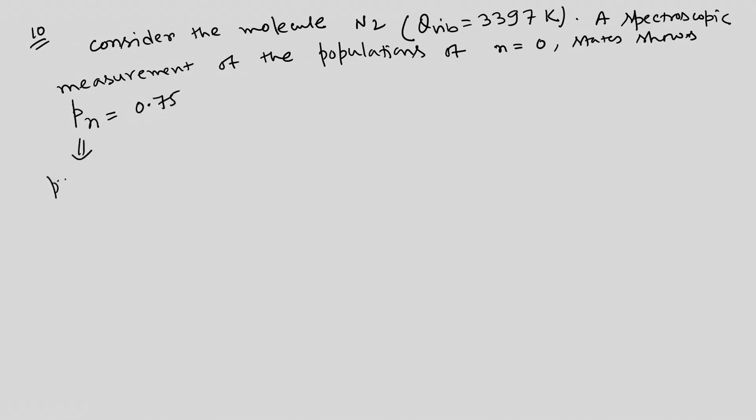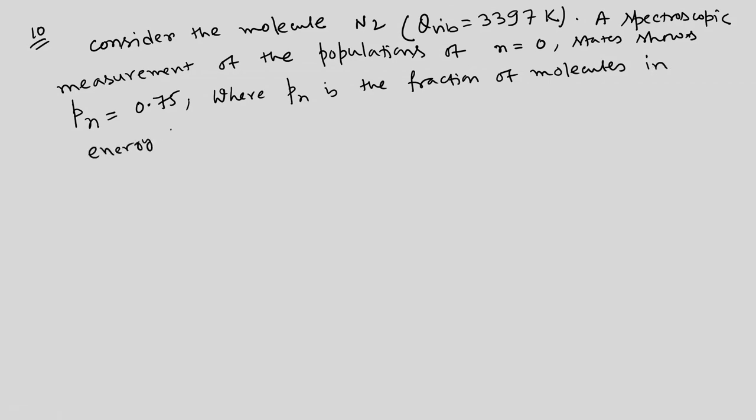So, Pn is the probability of n state, or maybe you can write it in a different manner: Pn is the fraction of molecules in energy level n. So, here P naught, not Pn, we said P naught is 0.75. So, what is the temperature of the gas?